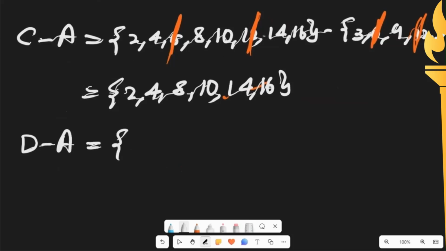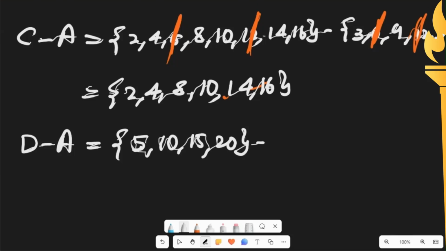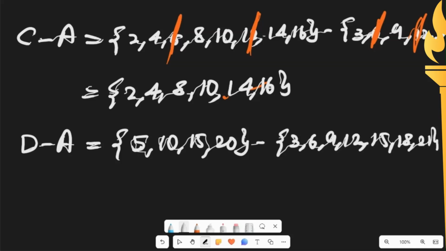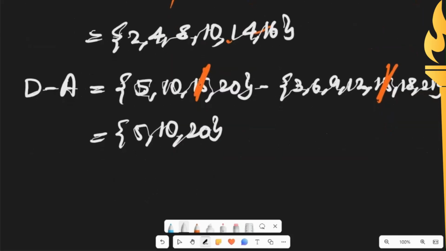After C minus A, we have D minus A. First write the elements of set D, which are 5, 10, 15, 20, minus set A: 3, 6, 9, 12, 15, 18, and 21. We have only one common element, which is 15. So if we write the remaining elements, we have 5, 10, and 20. After D minus A, we have B minus C.